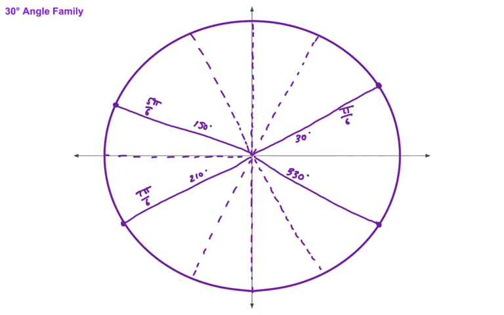Now let's count the radians. So go back to 210. That was 7 pi over 6. And then 8 pi over 6. 9 pi over 6 is 270. 10 pi over 6 is 300. So 330 must be 11 pi over 6.